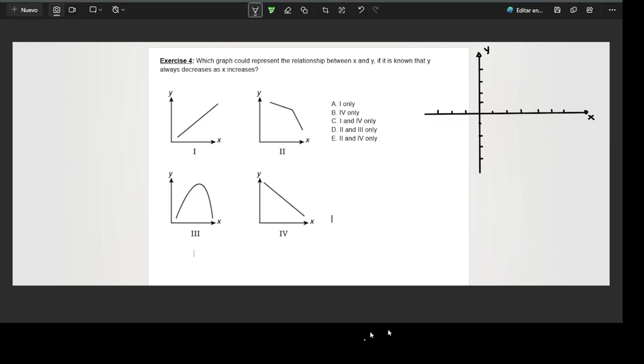All right, problem number 4, exercise 4. Which graph could represent the relationship between x and y if it is known that y always decreases as x increases? So the thing here, let me show you when a variable, the x-axis for this one, this case.